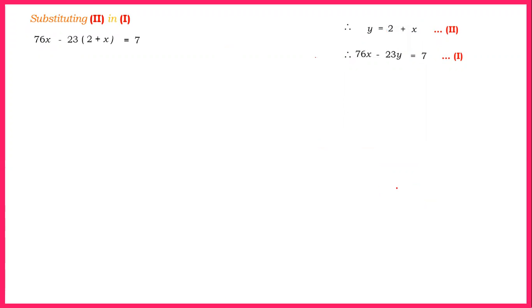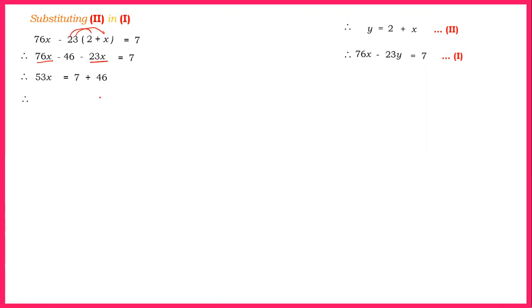Now, this is very important to be understood. I hope everybody understood this. Let us go ahead. 76x as it is minus 23. We'll multiply minus 23 to the 2 and minus 23 to the x inside the bracket. Minus 23 into 2 is minus 46. Minus 23 into x will be minus 23x, is equal to 7. Let us solve this equation further. So 76x minus 23x, you'll get 53x, which is equal to 7, minus 46 shifts this side, it becomes plus 46.